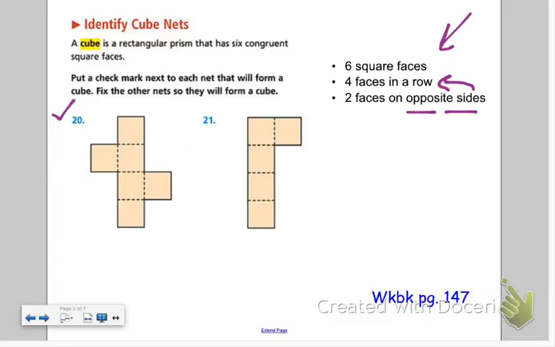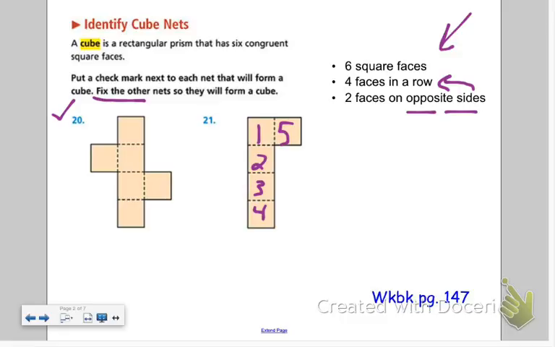Let's look at number 21. Right away, number 21, you can see it does not have 6 faces. We have 1, 2, 3, 4, 5 square faces. That means we're missing a face. Number 21 is not going to form a cube. However, the directions say we have to fix the other nets to make them form a cube. That means we need another square face.